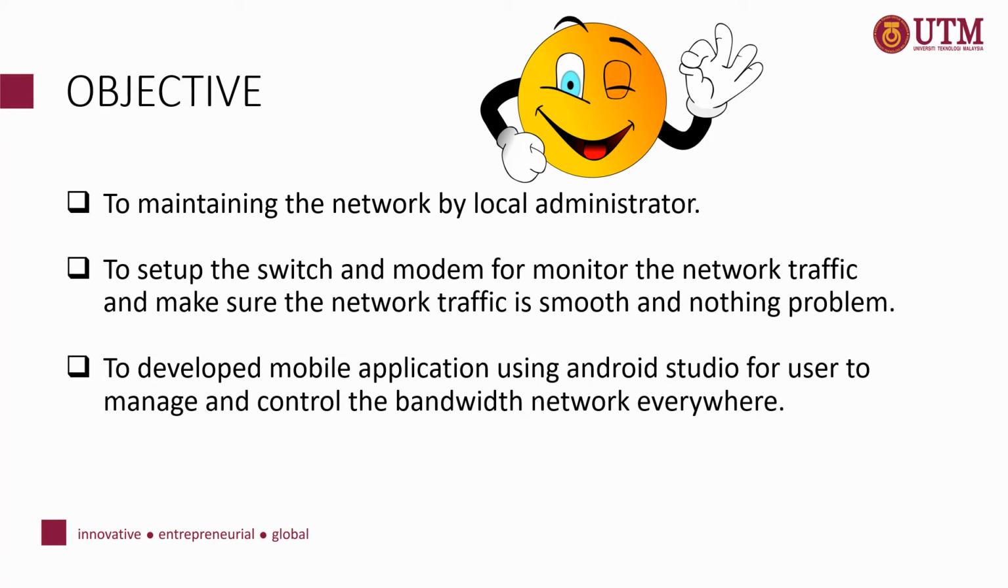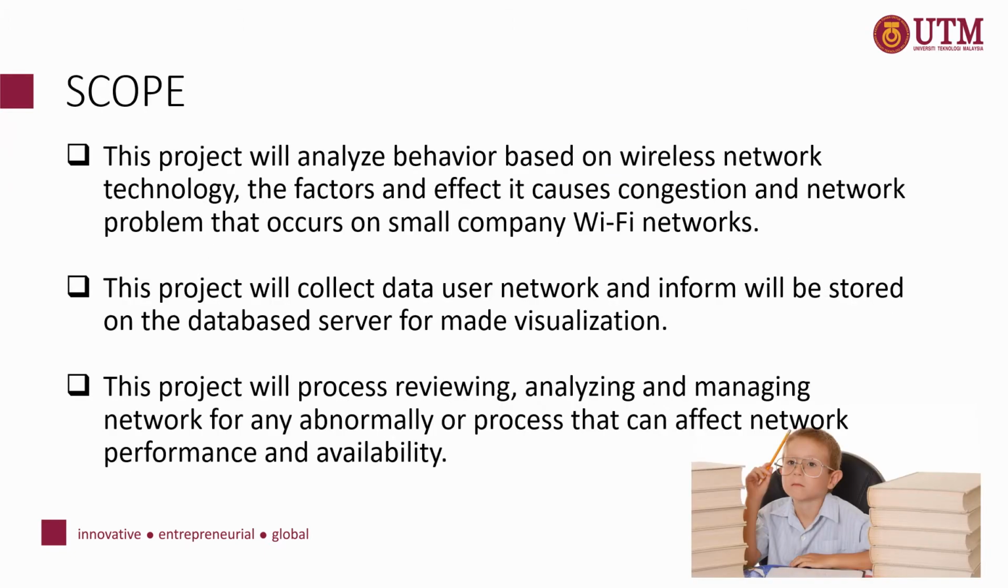And last but not least is to develop a mobile application using Android Studio for users to manage and control the network bandwidth from everywhere. Alright, the scope of the project aims to ensure that the objectives of the project can be achieved at the end of the project. Among them are: this project will analyze behavior based on wireless network technology, and the factors and effects that cause congestion and network problems that occur on small company Wi-Fi networks.